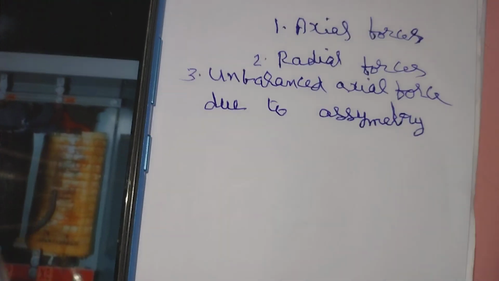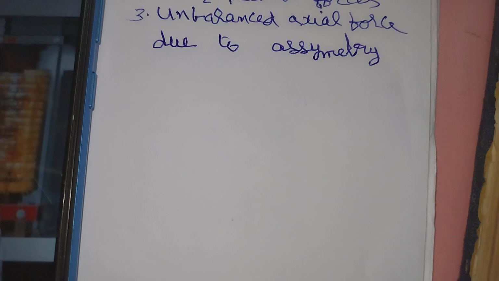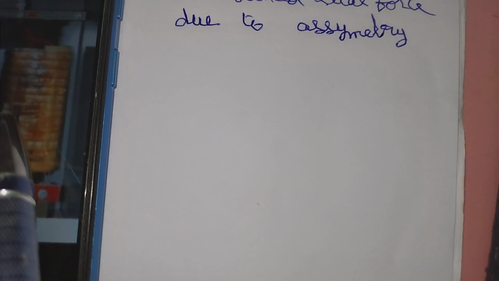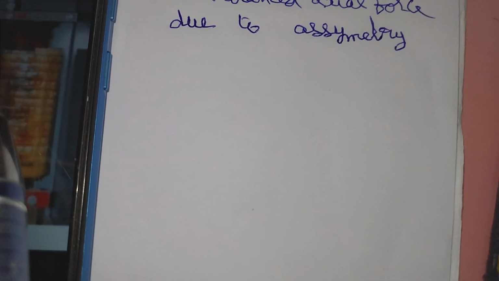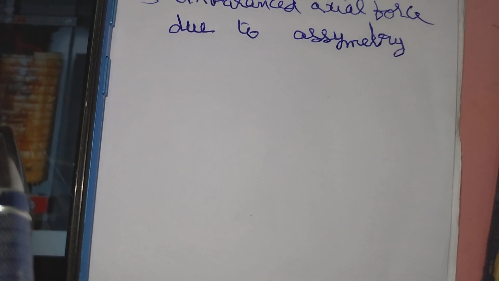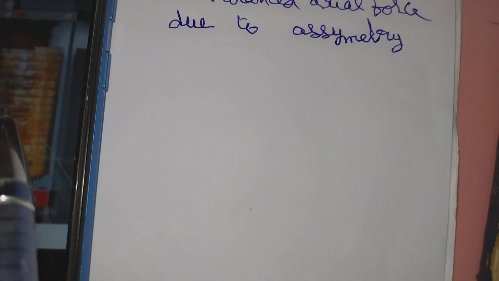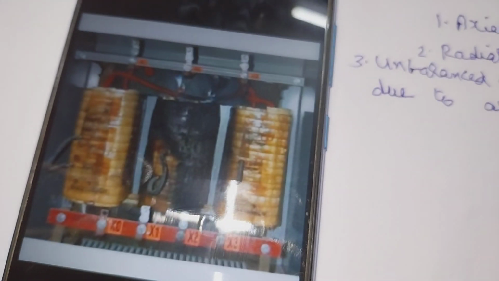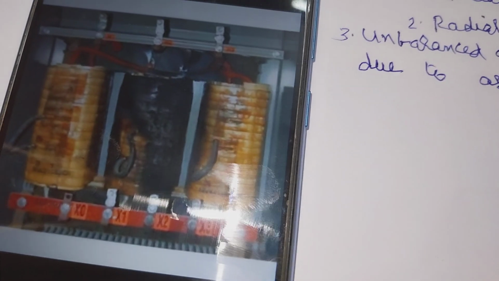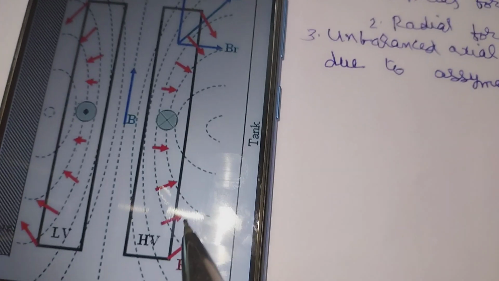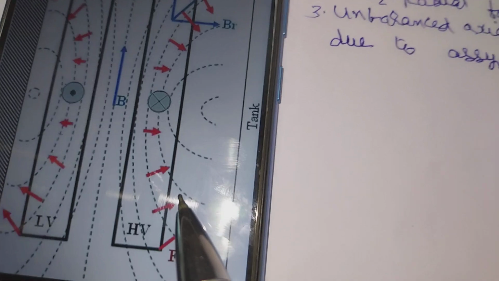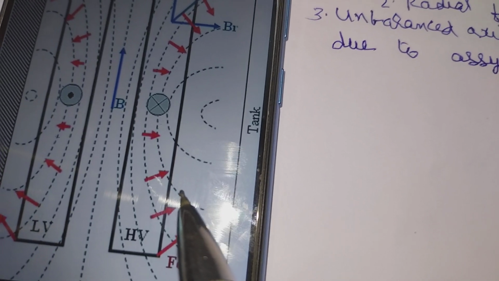Parallel conductors will repel or attract each other according to whether the currents they carry are in opposite or in the same direction. Forces exist in ordinary stationary transformers, the cause being the interaction of currents in the winding with the leakage field surrounding the core.